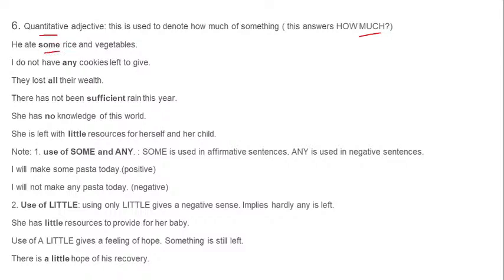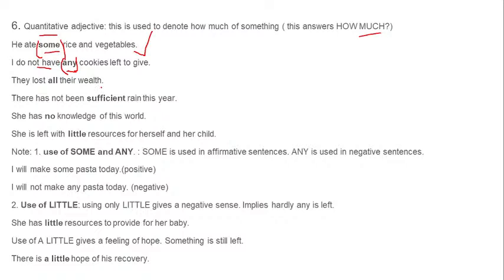He ate some rice and vegetables. How much rice and vegetable did he eat? He ate some rice. So it gives you an idea of the quantity of the rice. So that is why it is the quantitative adjective. I do not have any cookies left to give. So there are no cookies with the person, and it tells you how many cookies: no cookies, in a negative sense. See, the sentence is a negative one. When we scroll down, we will talk about the use of some and any. We will talk about it more.